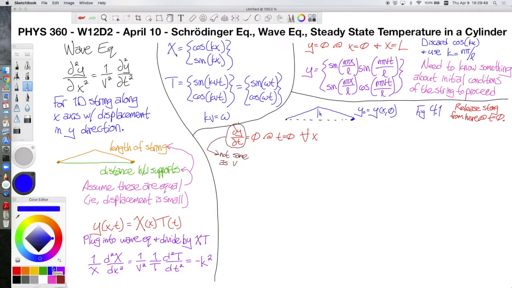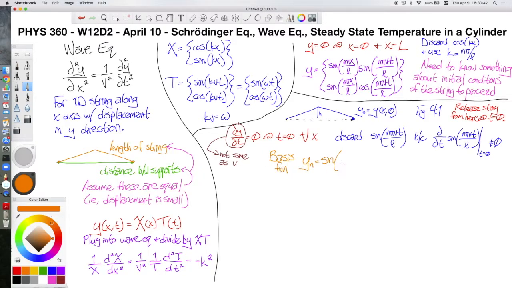So based on this boundary condition, we know that we can discard the sine of n pi vt over L solution, because this will not give us a 0 derivative at time t equals 0. So now we have our basis function. Our basis function is the sine of the x term and the cosine of the t term. And our overall solution will again be a linear combination of these solutions.